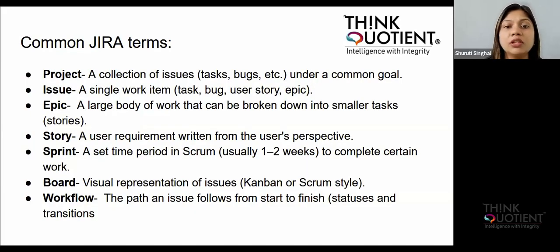So a story is nothing but a user requirement that is written from the user's perspective. For example, a user wants that whenever he is writing the email ID, it should be visible. But whenever he is writing his password, it should be encrypted. It should not be visible directly. So that is the user requirement, right?